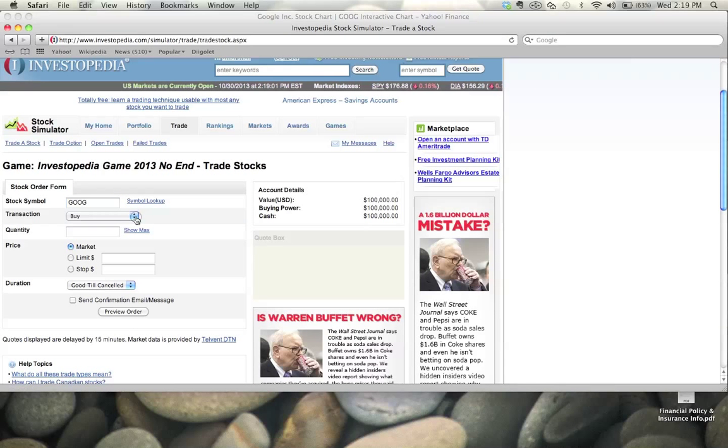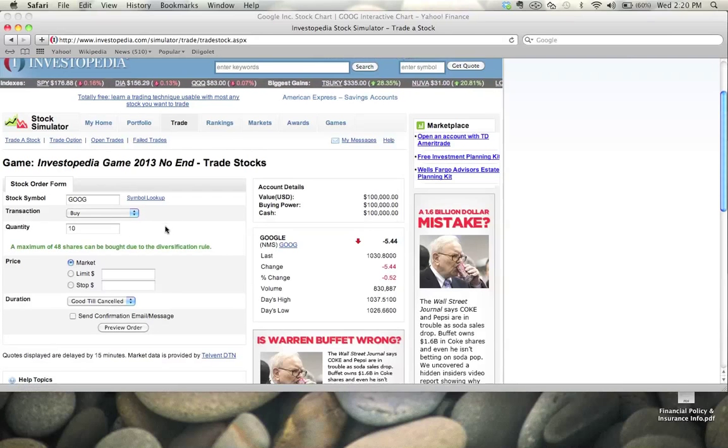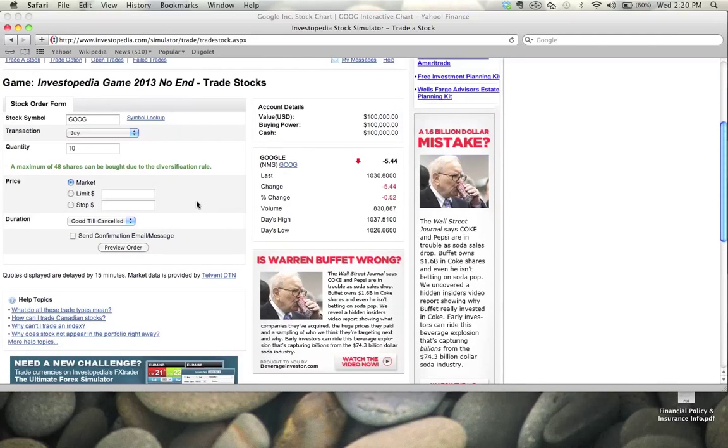It'll pop up down here. You can click on it. And obviously we want to buy. Sell short is what we're going to do next, but we want to buy this time. And then quantity, let's say, it's about $1,000 a share, so we'll maybe do 10 shares if they allow us. Sometimes due to diversification rules, they don't allow it in this game. So 10 shares is fine.